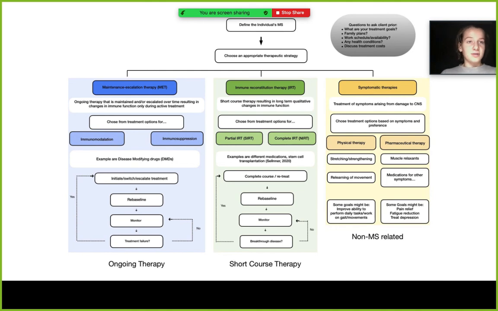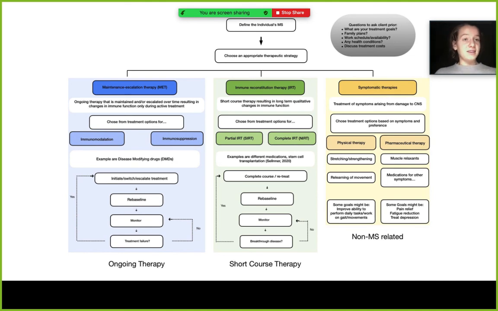Then in the green section, we're going to look at immune reconstitution therapy. This one is kind of the one that gets closest to a cure so far. It's a short course therapy, so it's not an ongoing or chronic one. And this one is hoping to result in a long-term qualitative change in the immune function. So not trying to block the immune system, we're rather trying to modify it.